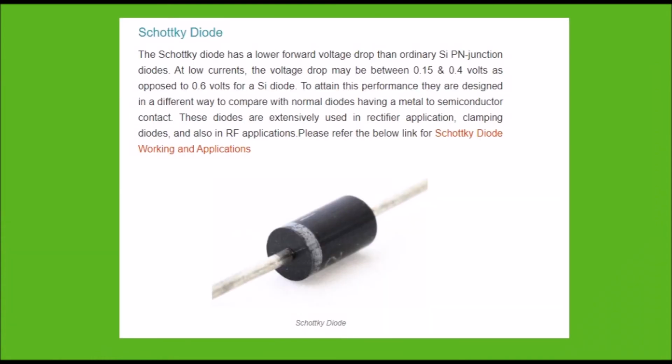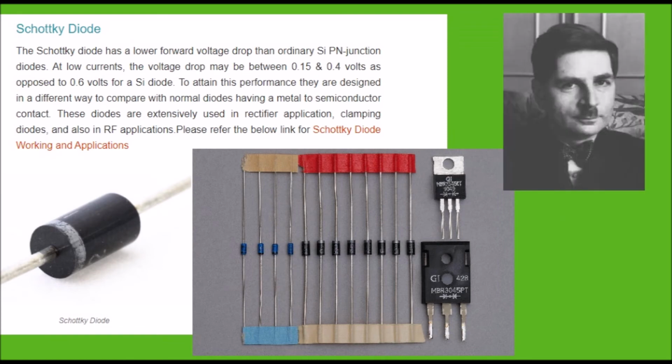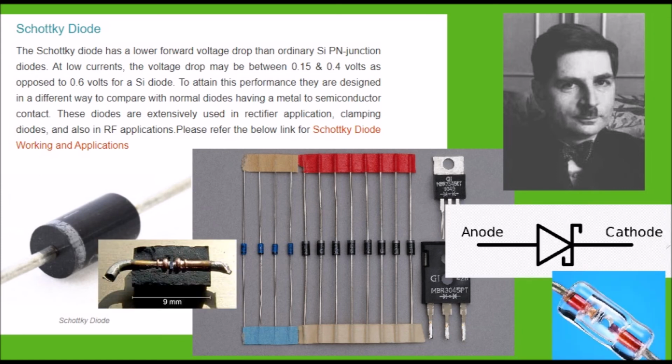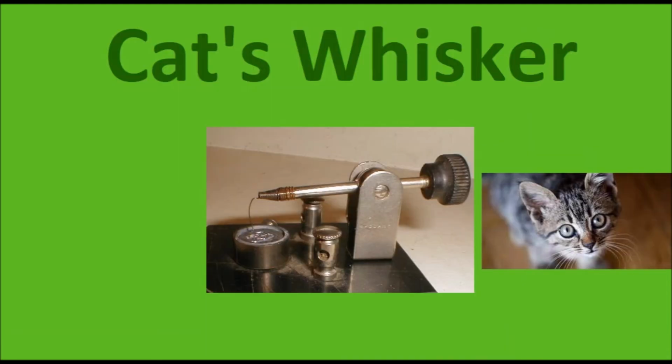Next, the Schottky diode, named after the German physicist Walter H. Schottky, also known as Schottky barrier diode or hot carrier diode, is a semiconductor diode formed by the junction of a semiconductor with a metal. It has a low forward voltage drop and a very fast switching action. The cat's whisker detectors used in the early days of wireless and metal rectifiers used in early power applications can be considered primitive Schottky diodes.